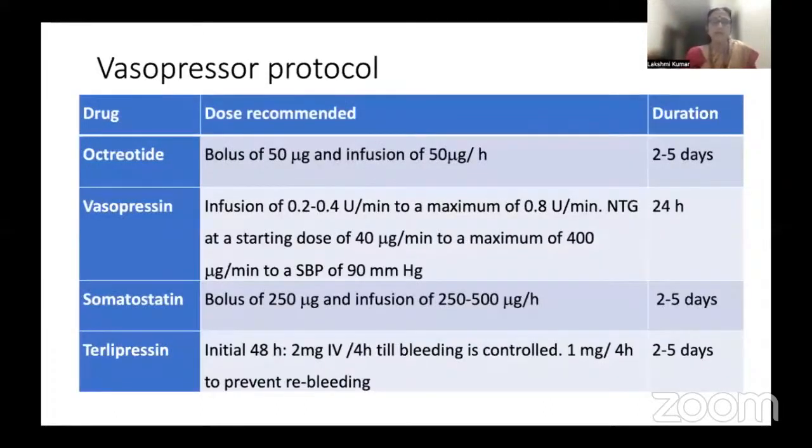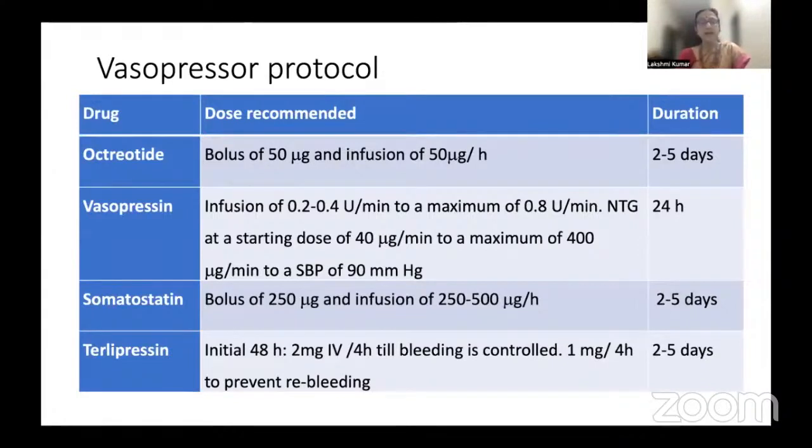Now, the key to the management of variceal hemorrhage is pharmacological infusions of a vasopressor, which is directed towards the splanchnic circulation, and in this you have octreotide, vasopressin, somatostatin, or terlipressin. So I think octreotide is used very often in my center. The dose is 50 microgram bolus, an infusion of 50 micrograms per hour. Vasopressin can also be used in infusions of 0.2 to 0.4 units per minute, and they say it should be combined with NTG to target a systolic blood pressure of 90.